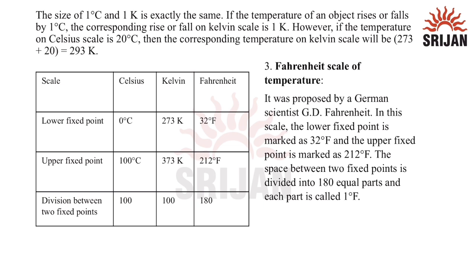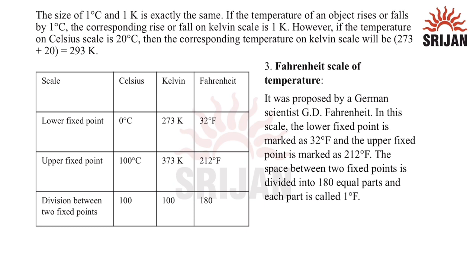If the temperature of an object rises or falls by 1 degree Celsius, then the corresponding rise or fall on the Kelvin scale is also 1 Kelvin. However, if the temperature on the Celsius scale is 20 degrees Celsius, then the corresponding temperature on the Kelvin scale will be 273 plus 20, that is 293 Kelvin.